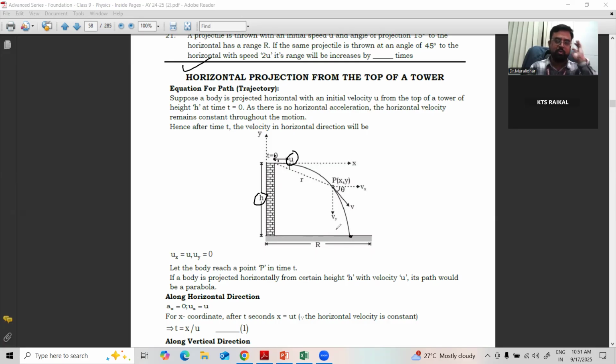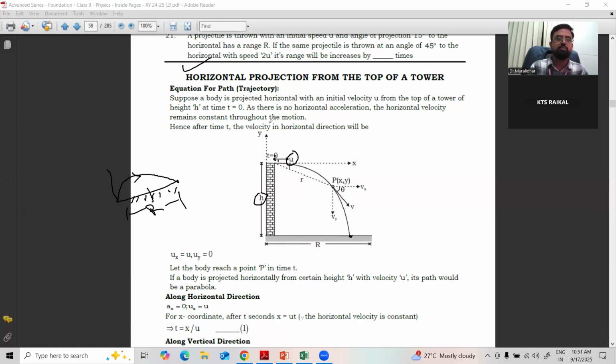We derived the formula for oblique projection. See, the previous one was like this. This is the ground, from the ground. This is for oblique projection. Here it is the horizontal range, the maximum distance covered. But here the body is from a height to here. It is a different type of projection, that is called horizontal projection.